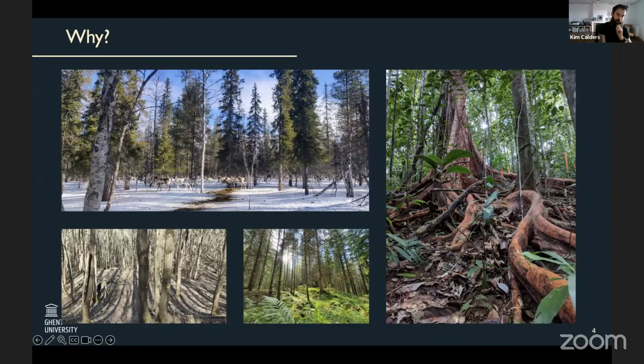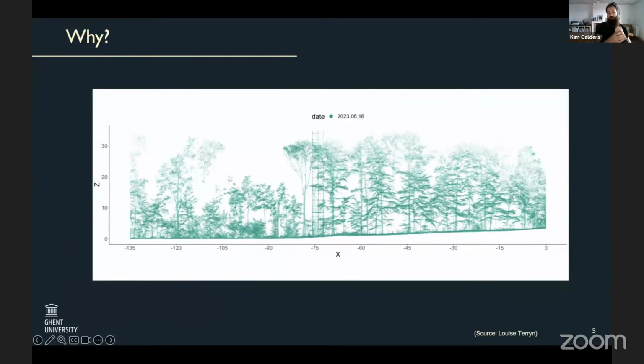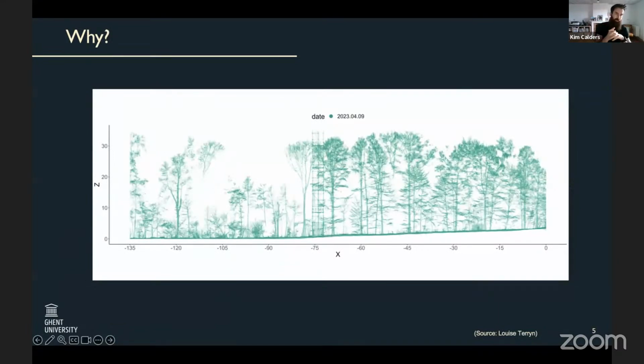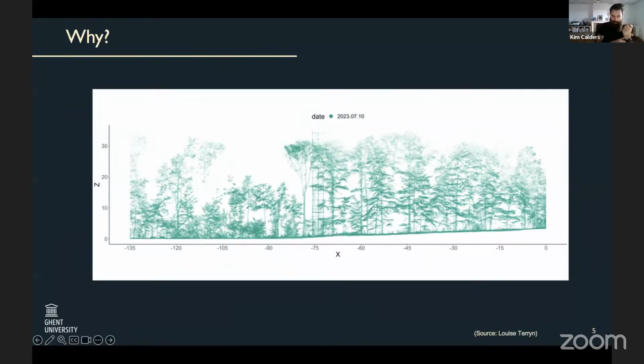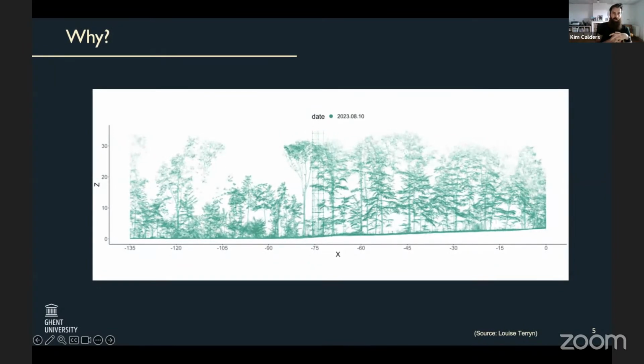And even though they're all called forests or woody vegetation, the structure of these forests can be quite different. And even in just one forest, the structure can vary even through time. So here you can see a cross section, a transect of a deciduous forest near Ghent, actually, where we are collecting structural data every month.